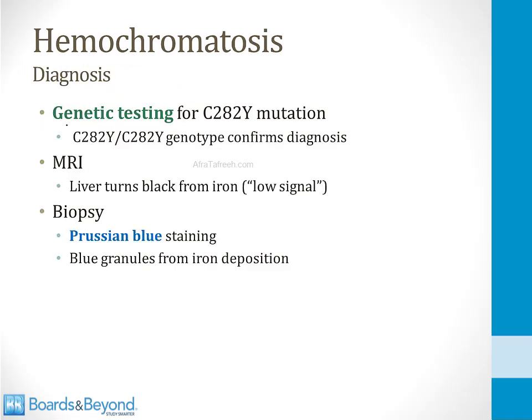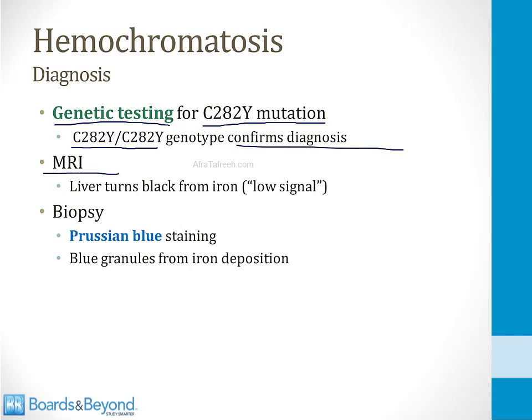In the modern era, we usually make the diagnosis by genetic testing. We now have readily available tests for the C282Y mutation. Most patients with hemochromatosis are homozygous, meaning they have two copies of the C282Y mutation. And if you find that the patient is homozygous for this mutation, that confirms the diagnosis.